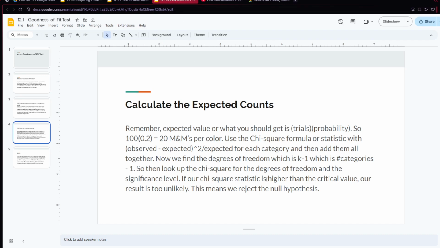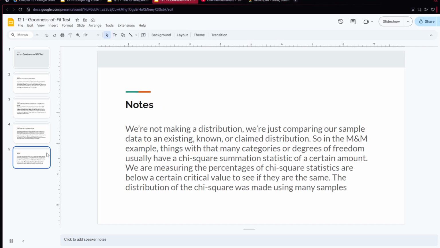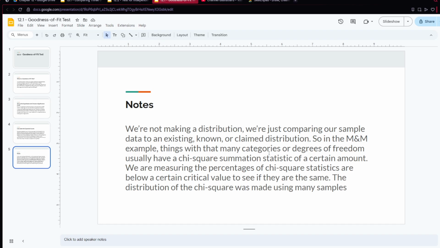So if a chi-square statistic is higher than the critical value, our result is too unlikely. Yeah. So that means we reject the null hypothesis. So it's simply what it is, and a critical point, as we know, is just a point where our confidence interval ends. We're not making a distribution. We're just comparing our sample data to an existing known or claimed distribution, which is the degrees of freedom distribution here.